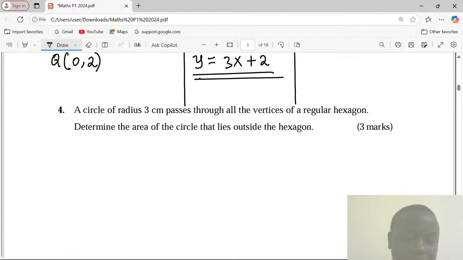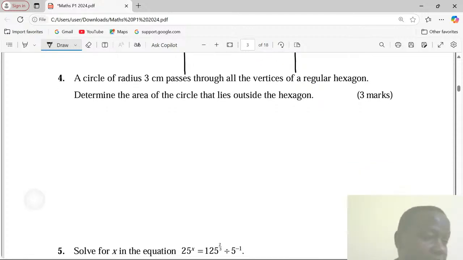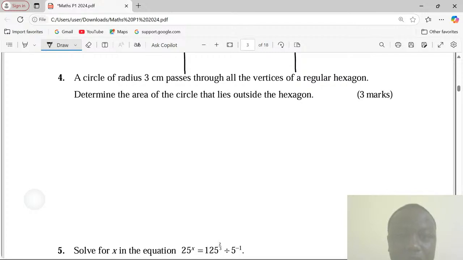We are still progressing with the paper. Now at number 4, you're being told that a circle of radius 3 centimeters passes through all the vertices of a regular hexagon. Determine the area of the circle that lies outside the hexagon.